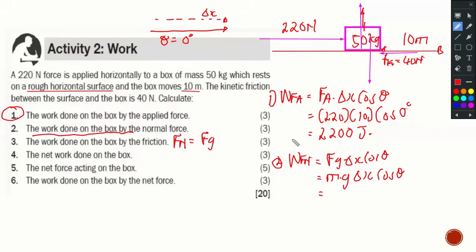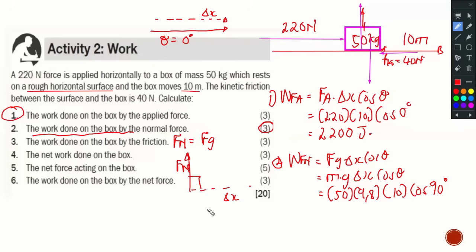We are simply performing this calculation because it's 3 marks, but we already know it should be 0 joules. The mass is 50, 9.8, and then delta x is 10. Then we have cos 90 degrees. As we know, this would be your normal force, and this will be your displacement. The angle between the displacement and normal force will be 90 degrees. Hence, we have cos 90. So cos 90 is 0, meaning all of this will be 0 joules.